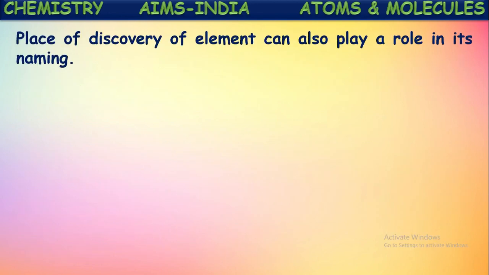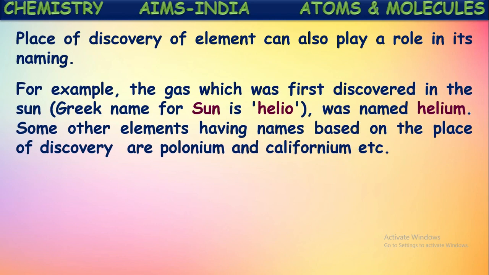For some elements, the place of discovery can also play a role in naming. For some elements, names are given based upon the place where they were found or discovered. For example, the gas which was first discovered in the sun was named helium, because the name of the sun in Greek is helios. So the gas found in the sun is named helium. That is a gas present in the sun.